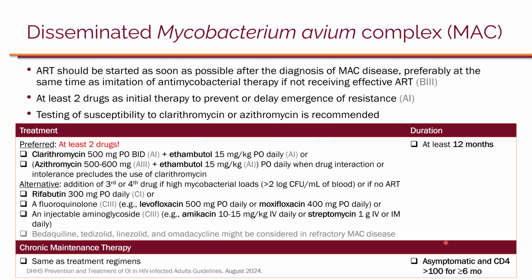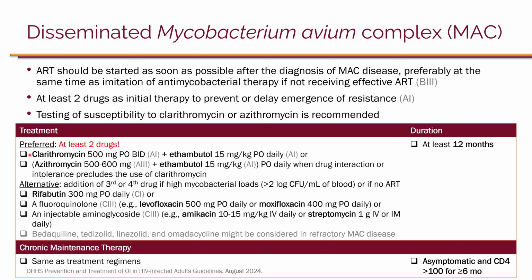6 months. For treatment of disseminated MAC, of course, ART should be started as soon as possible after diagnosing MAC, preferably at the same time as initiating the antimycobacterial therapy. At least 2 drugs should be used in combination when treating mycobacterial infections. And we should test for susceptibility to clarithromycin and azithromycin.